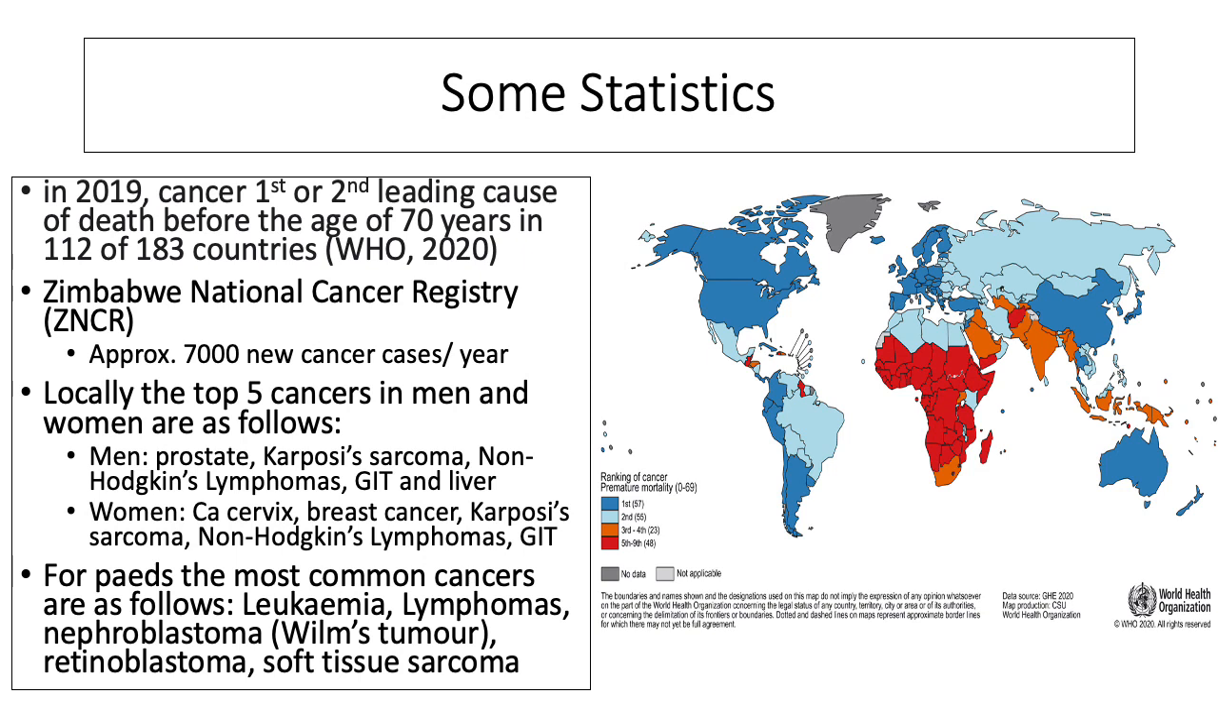In men, the topmost cancer is prostate cancer, and in women, it's cancer of the cervix. Afterwards, in men, we have Kaposi sarcoma, non-Hodgkin's lymphomas, gastrointestinal and liver cancers, and in women, it is listed down there. And then for pediatrics, who are a special population with their own different demographics as well as patterns in epidemiology, the most common cancers are actually leukemias, lymphomas, nephroblastoma, retinoblastoma, and soft tissue sarcomas.